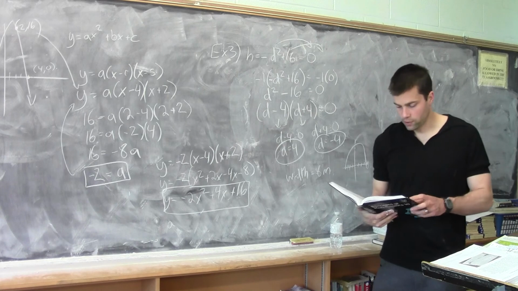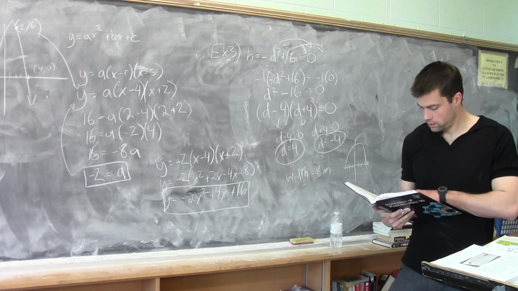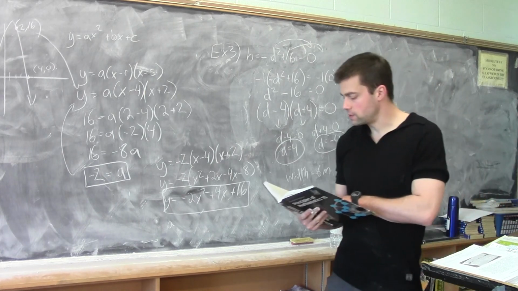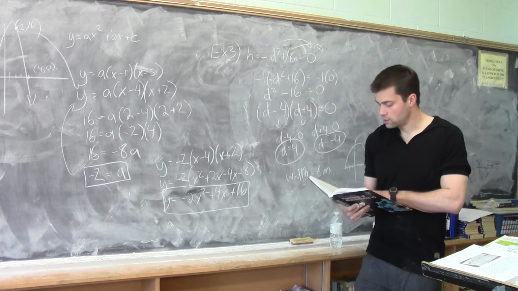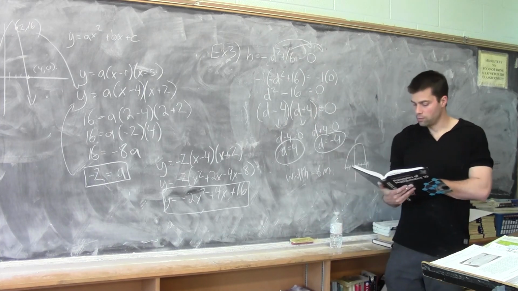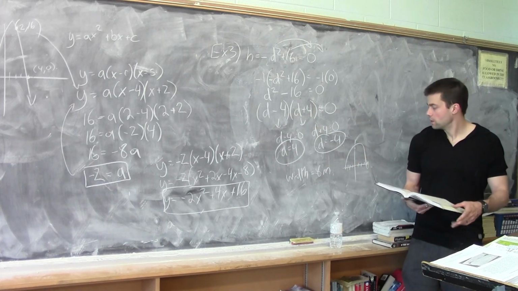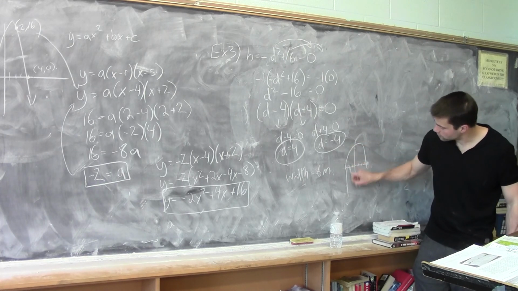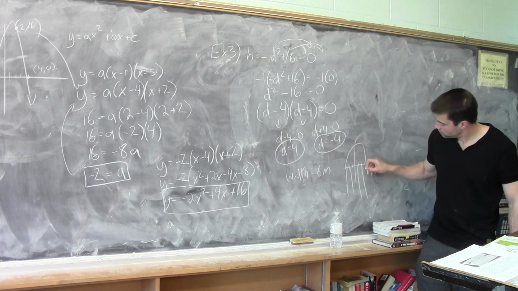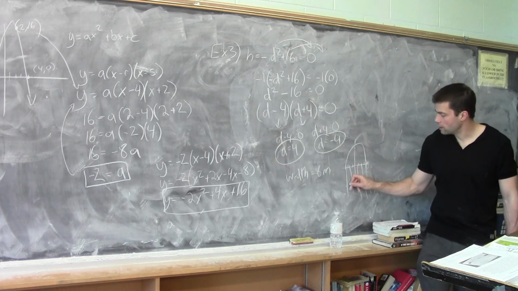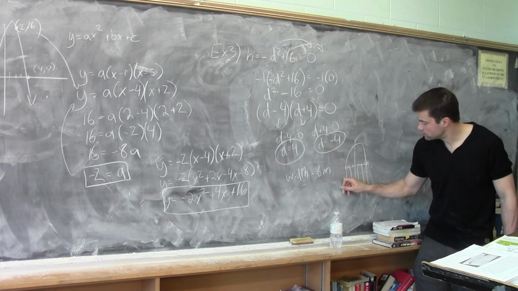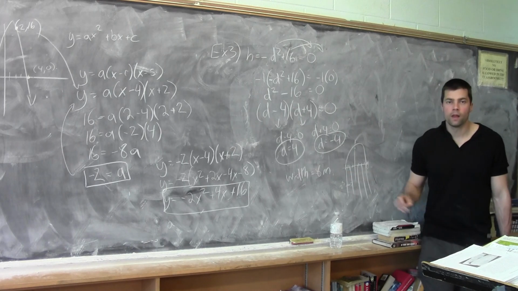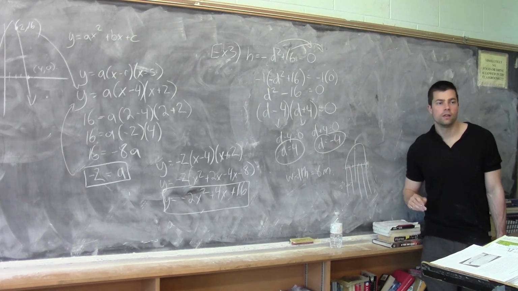Okay, and the last part said, if a width of 2.5 is needed per lineup at the entrance, how many lineups can there be? Right, so they're saying that 2.5 is the width of a lineup. If this is an archway, you've got to imagine. So anybody have any idea how to figure that out? If this is 2.5, how many lineups can there be?